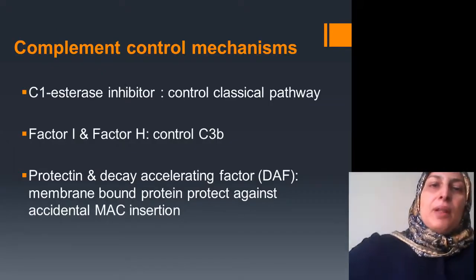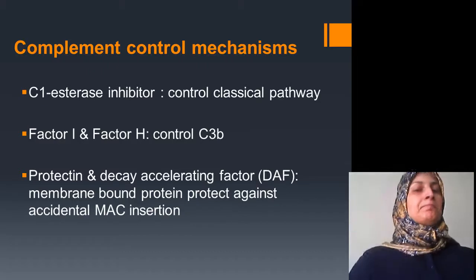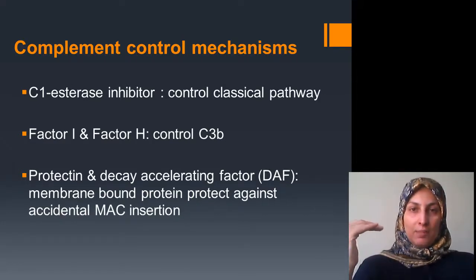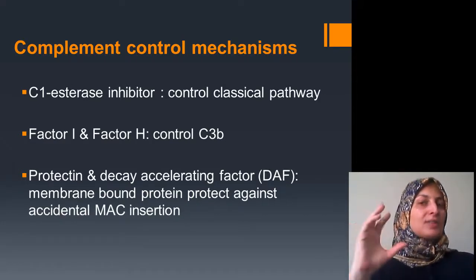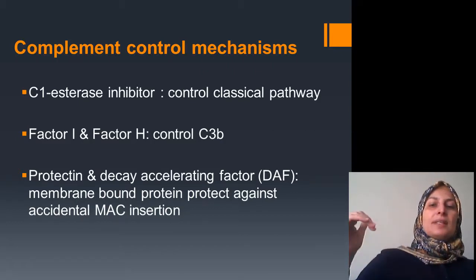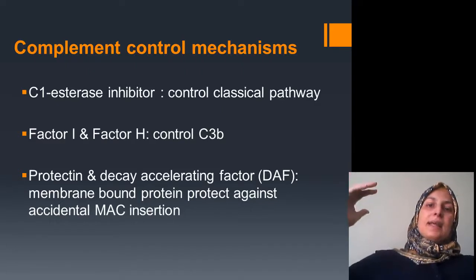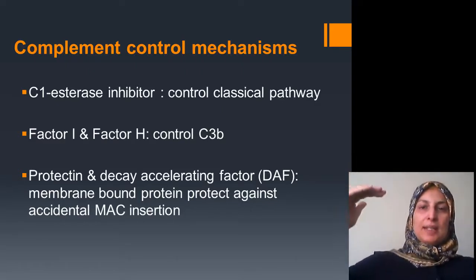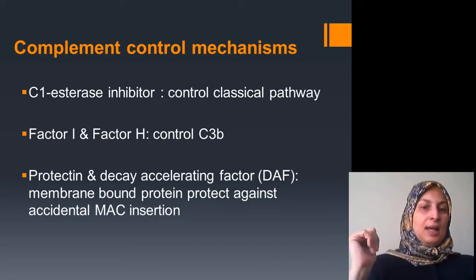This is an example of control mechanisms of the immune system. One of them is the C1 esterase inhibitor. So remember the C1 complex that starts the classical pathway. So this is a C1 esterase inhibitor. It acts as a brake, as a control mechanism at the very initial step of the classical pathway.